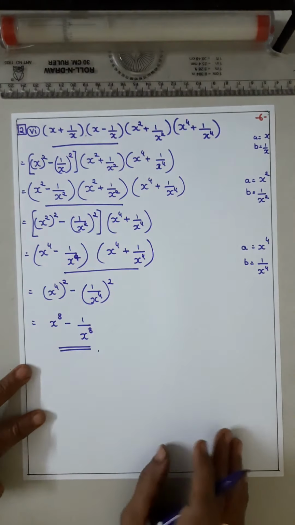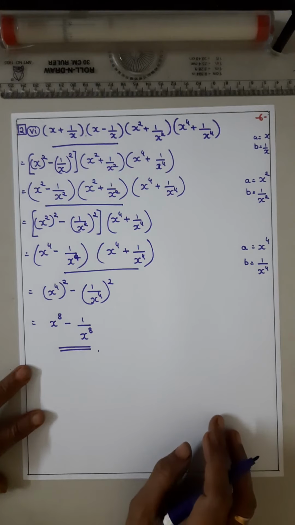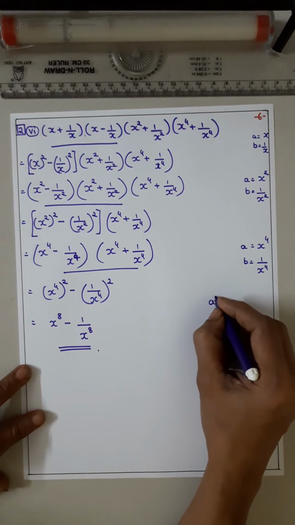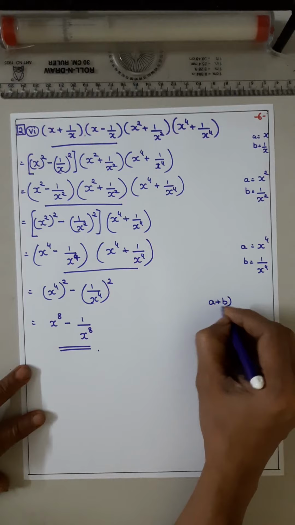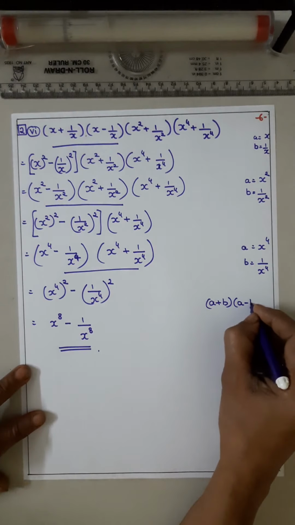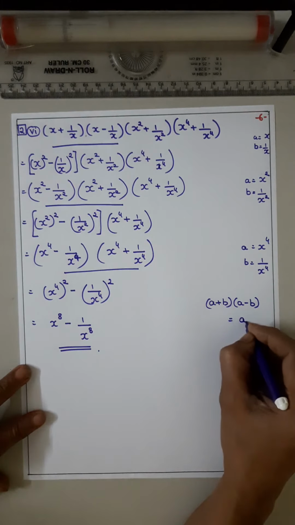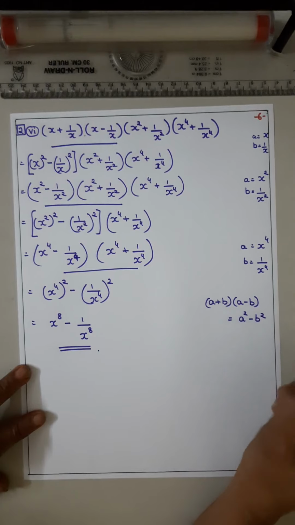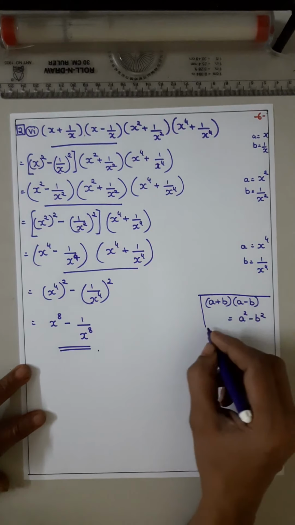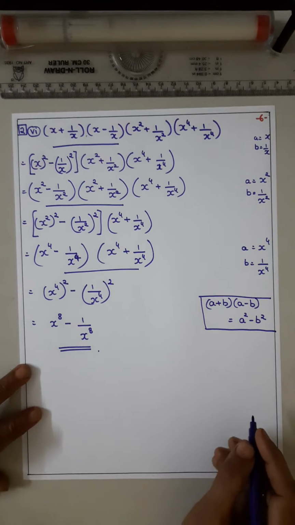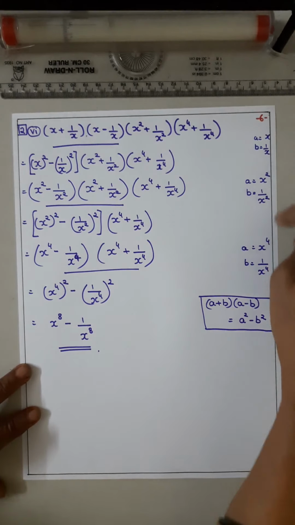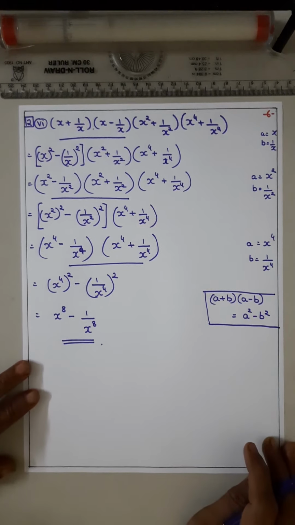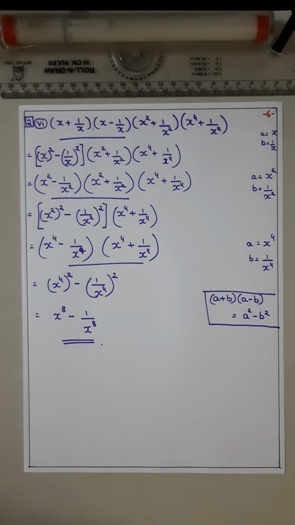So in each and every step, the identity used is a plus b, a minus b is equal to a squared minus b squared. In all steps, the same identity is used, but every time the value is different. Yes or no? Hope everyone understood. We have completed question number 2, all the 6 sums.